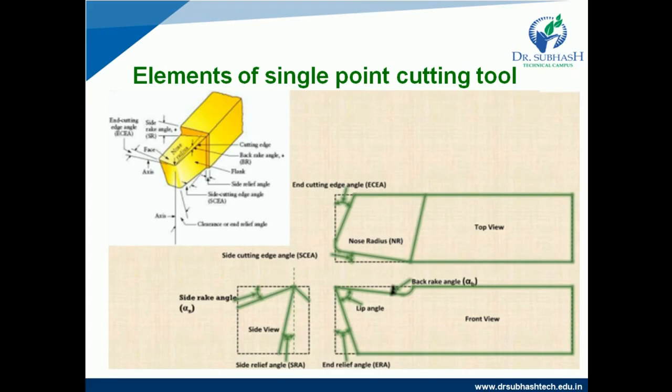What is the nose of the tool? It is the point where the side cutting edge and end cutting edge intersect. What is nose radius? The nose radius provides a long tool life and also a good surface finish, compared with a sharp point on the nose. Then the cutting edge: it is the edge on the face of the tool which removes material from the workpiece. The tool cutting edge consists of a side cutting edge, or we can say the major cutting edge, and the end cutting edge.